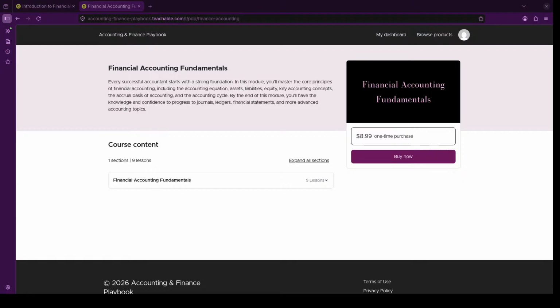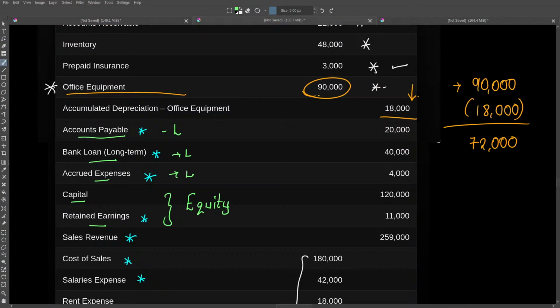It is very essential because when you are at a certain intermediate level and looking at the financial statement, you should be able to directly know this is an asset, this is a liability, this is equity. You need to understand these accounting concepts as well. So now let us go back to the question.